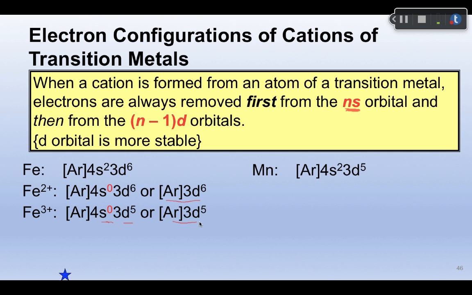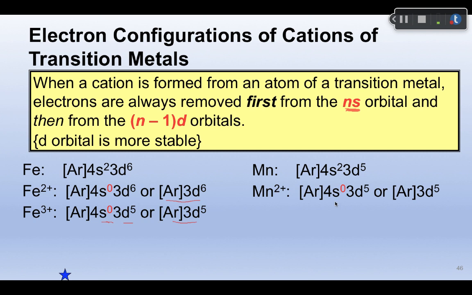Another example is its neighbor in the transition elements, which is manganese, element number 25, and that is going to have as its ground state configuration 4s2, 3d5. So if it's going to make ions, what is likely to happen?